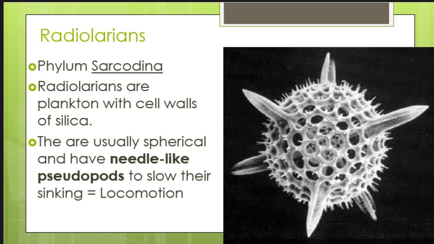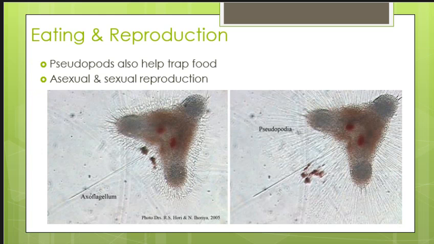When I say pseudopods, it reminds me of an amoeba, which is a fluid type of pseudo. These are spikies. It's like little tiny swords. Yeah, like a sword. Eating and reproduction. Pseudopods help track food. So they use their pseudopods to track food, similar to the last guy we talked about. And they have asexual and sexual reproduction.